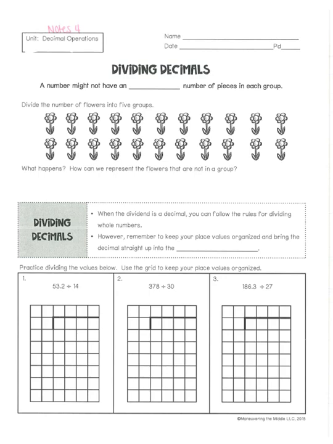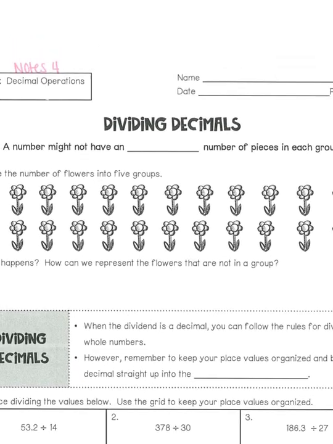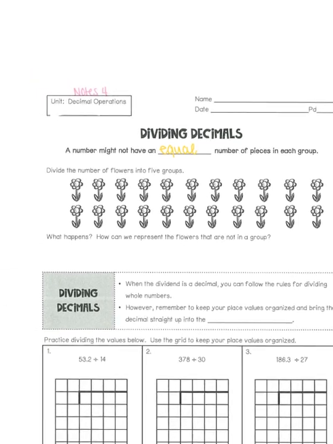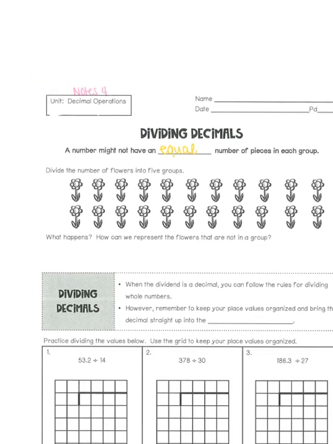Okay, so dividing decimals. We are going to skip notes 3, that was dividing whole numbers, because that's just kind of review and I don't want to spend a day on it. So we're going to go right into dividing decimals. With dividing decimals, a number might not have an equal number of pieces in each group. So when we're dividing things, it may not always work out to where it divides evenly.